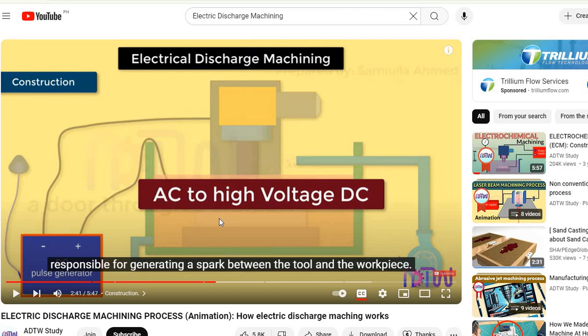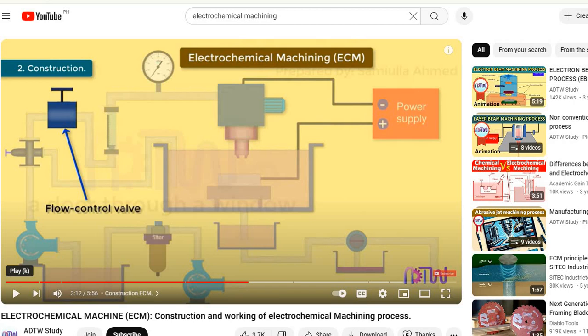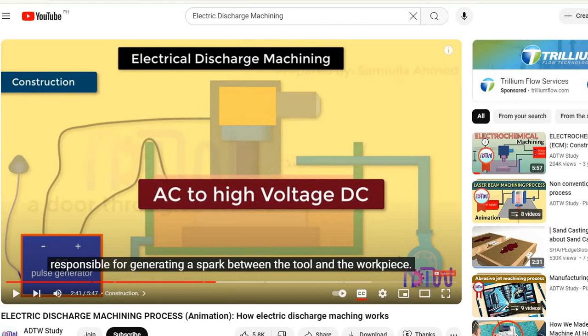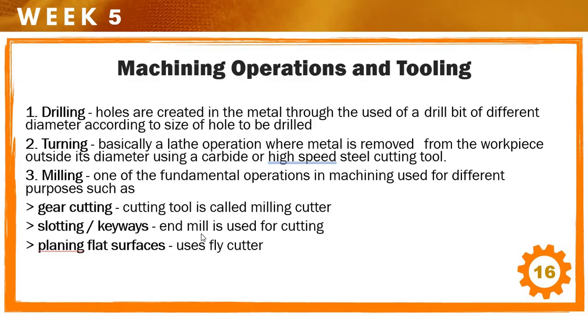Okay, so it also uses a chemical solution here, just like in the electrochemical machine. Okay, so let's move on to another process. Here are the machining operations and tooling.